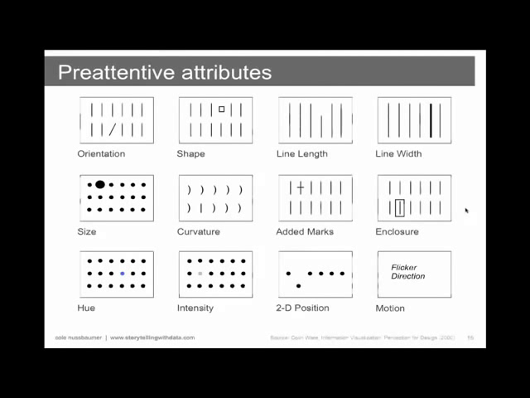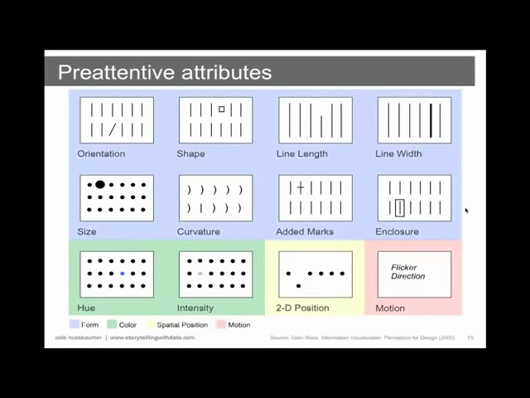This is a list of the different types of pre-attentive attributes, and I won't read through all of these, but note as your eye scans the page how it's just drawn to the one that's different from the rest. You don't really even need to look for it. We can categorize pre-attentive attributes, note that I'm doing so here through the pre-attentive attribute of color, into four categories. In blue, we have pre-attentive attributes of form. In green, pre-attentive attributes of color, spatial position, motion.